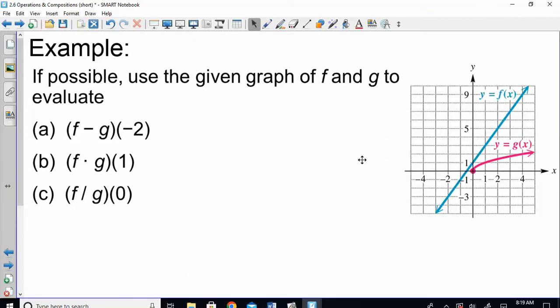So, remember, what I'm giving you right here is your x value, and I'm asking you to do a certain operation with the y's. So when x is -2, I want to do f minus g. So I can do f, but do I have a g? No. So what do you think that means? No solution. It does not exist. We can't actually work it out because my graph doesn't exist at -2.